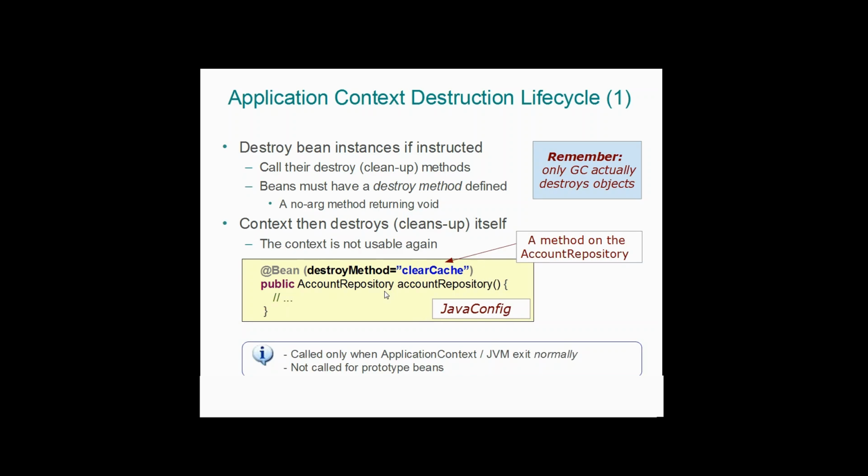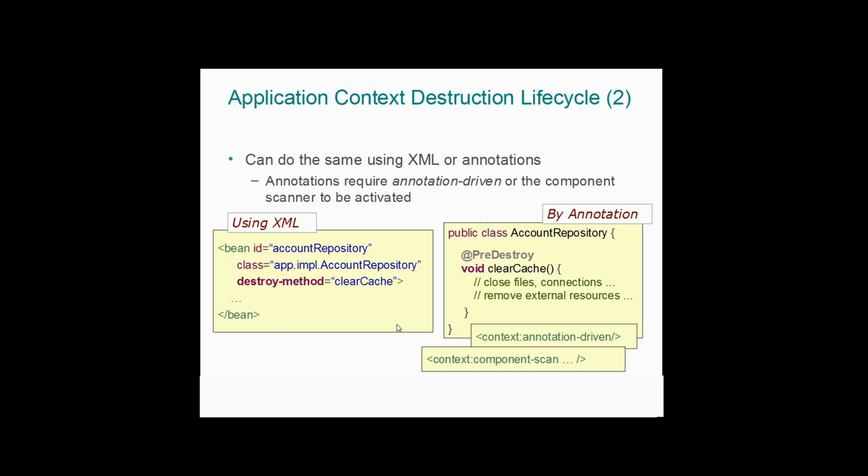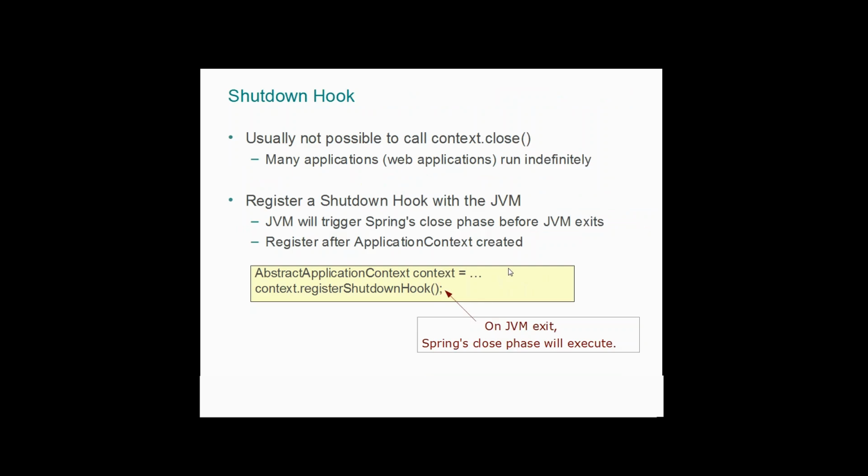Okay, so that's one thing. In case of XML, you use the destroy method to configure the method to be called. In case of annotation, you use the @PreDestroy method to get invoked by Spring. And in both cases, you need to have either annotation-driven or a component scan to scan this annotation. All the beans registered with this destroy method or pre-destroy method will get invoked by Spring itself automatically to clean up. Okay, so that's one thing.